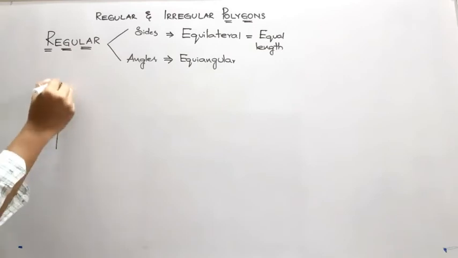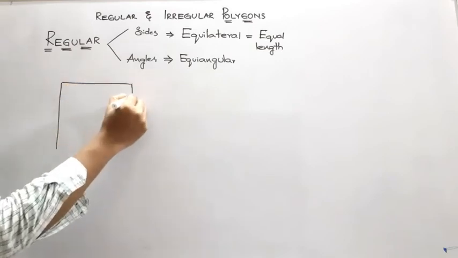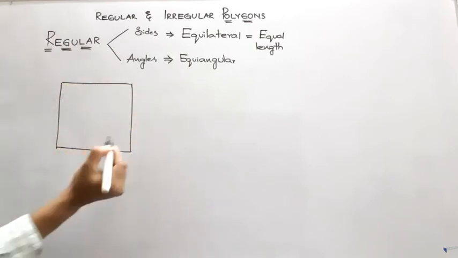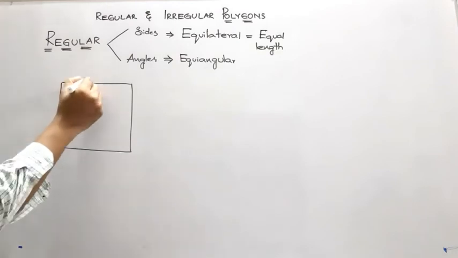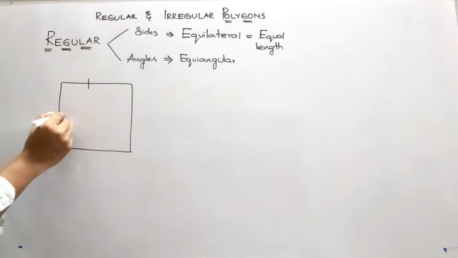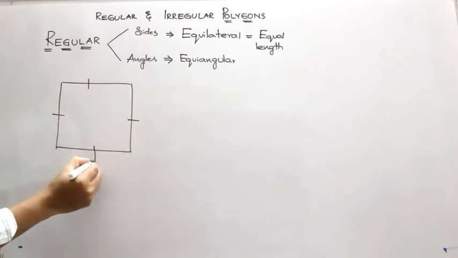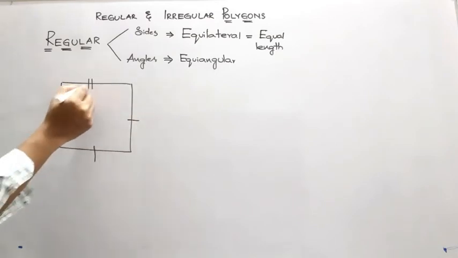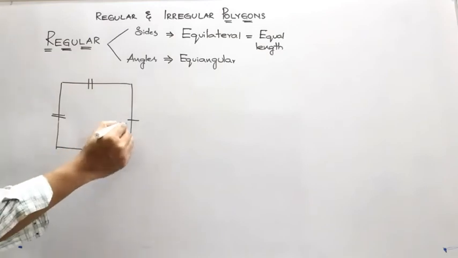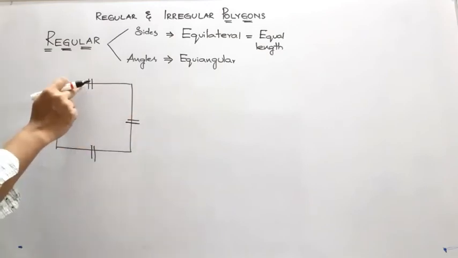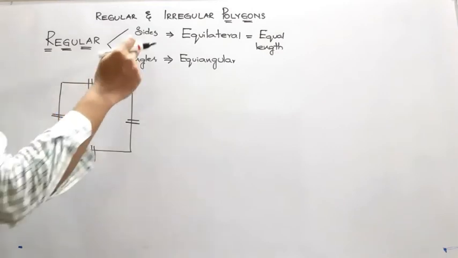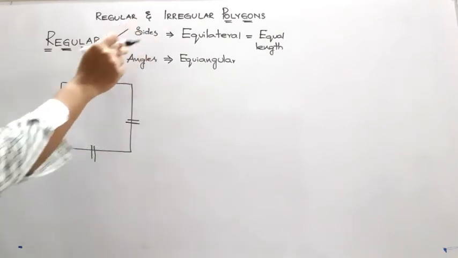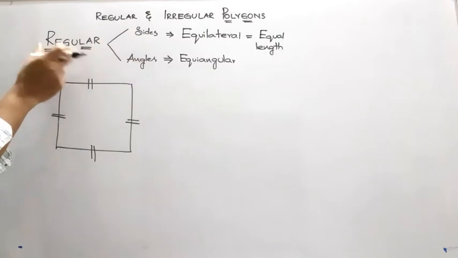So let us take a square. As you know, in a square all the sides are equal. So equality we will represent like this or like this. This indicates that all the sides of this given square are equal. So we are satisfied with the first characteristic of a regular polygon.